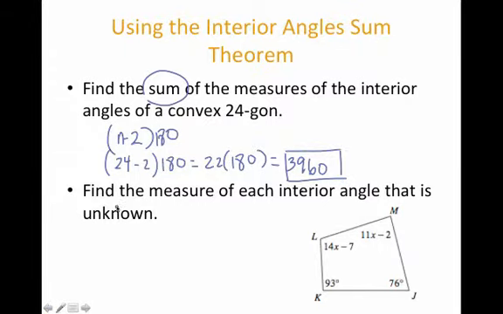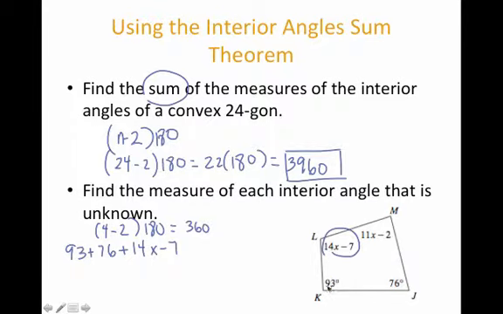The next kind of problem that you might encounter is one where you have to find the measure of each interior angle that we don't know. So I have a quadrilateral. One thing I need to know is what all the angles in this quadrilateral add up to be. From previous slides, I know that 4 minus 2 times 180 is 2 times 180, which is 360. So all these angles have to add up to be 360. So I do 93 plus 76 plus 14x minus 7, which are all the angle measures inside the quadrilateral, plus 11x minus 2. That equals 360. And then I just combine like terms.